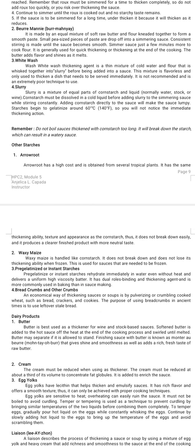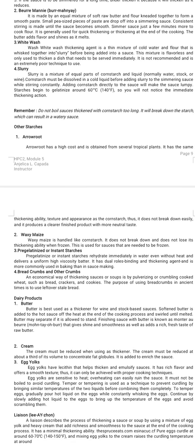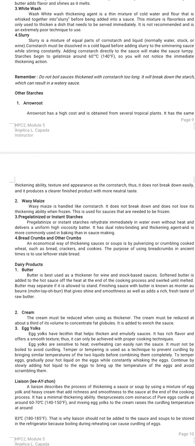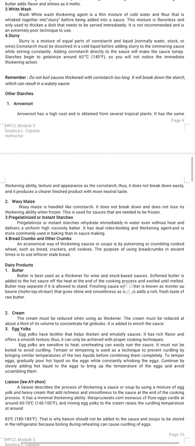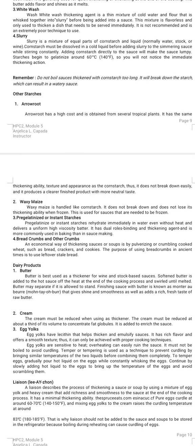Second, beurre manie. It is made by an equal mixture of soft raw butter and flour kneaded together to form a smooth paste. Third, whitewash. Whitewash thickening agent is a thin mixture of cold water and flour that is whisked together into a slurry before being added into a sauce. Fourth, slurry. Slurry is a mixture of equal parts of cornstarch and liquid, normally water, stock, or wine.